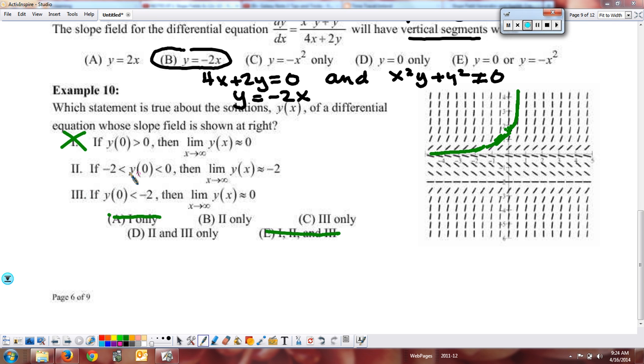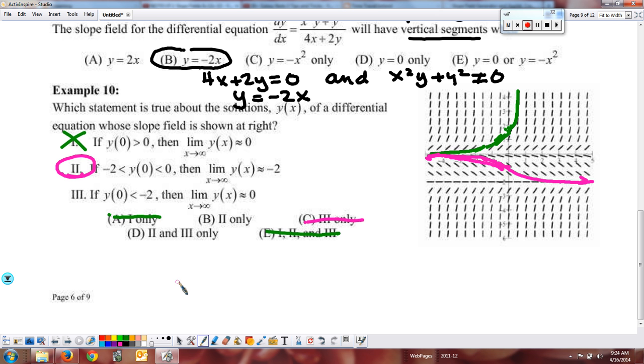Here we're looking at the y values on the y-axis, because x equals 0, between negative 2 and 0. So I'm looking at solutions in between here. If I start to eyeball in a solution here, it appears to look something along these lines. The limit as x goes to infinity of this solution is going to be about negative 2. Do you have a horizontal asymptote? Yes, you do. So we're going to keep that one as a choice, and we can mark that off.